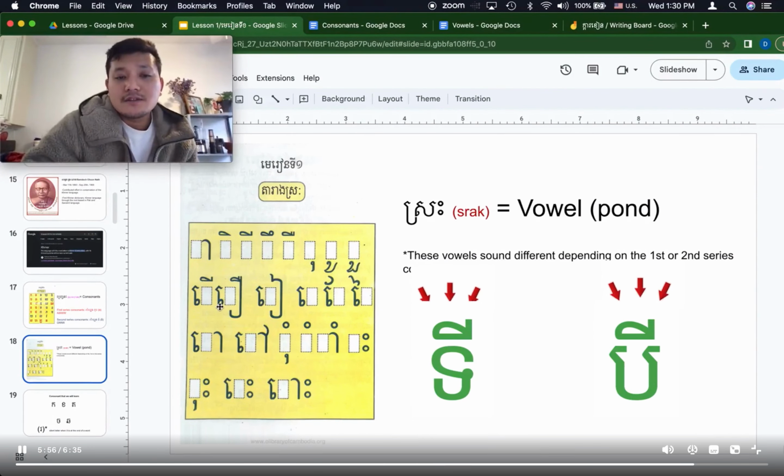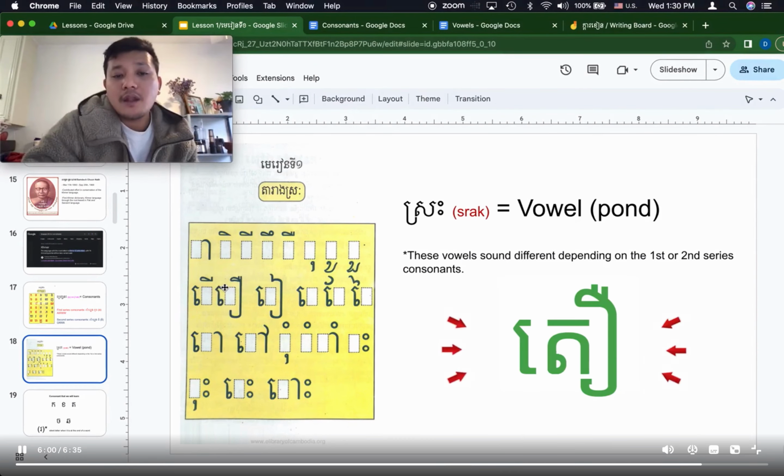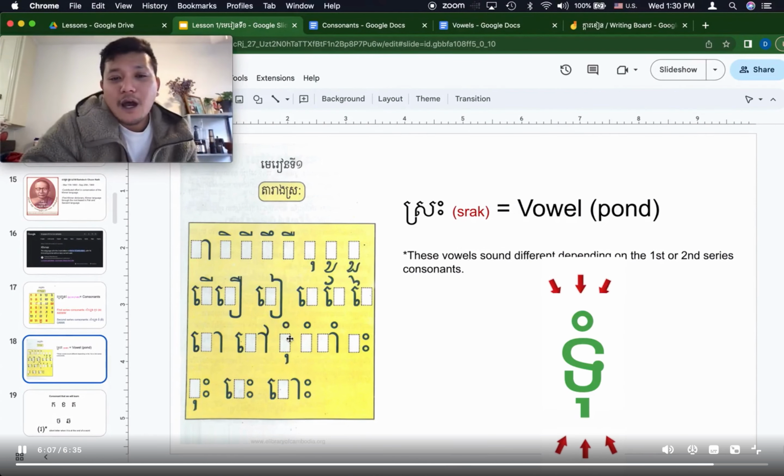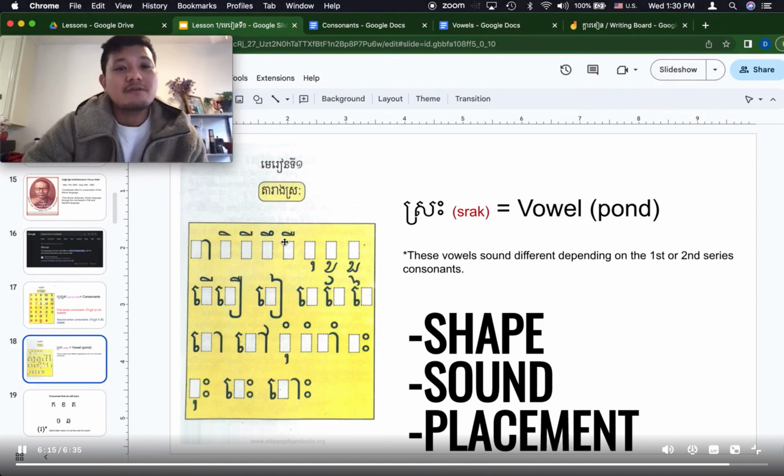And then you have some like this one, which is a component that goes on the left, there's a component that goes on the right, then you have some that have a component that goes on top, and then a component that goes on the bottom. So in learning Khmer vowels, you learn the shape of the vowel, the sound itself, but you also have to learn how they go with the consonant because each vowel has a very specific placement.